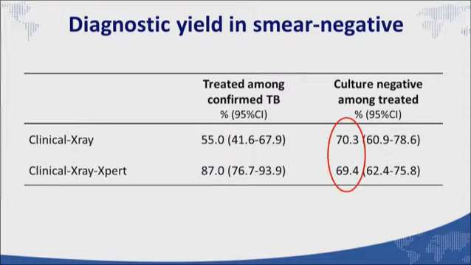If we use culture as a proxy of diagnosis of tuberculosis, the majority of these 70% of patients probably did not have TB. And the same proportion was seen with Xpert, in the cohort with Xpert.